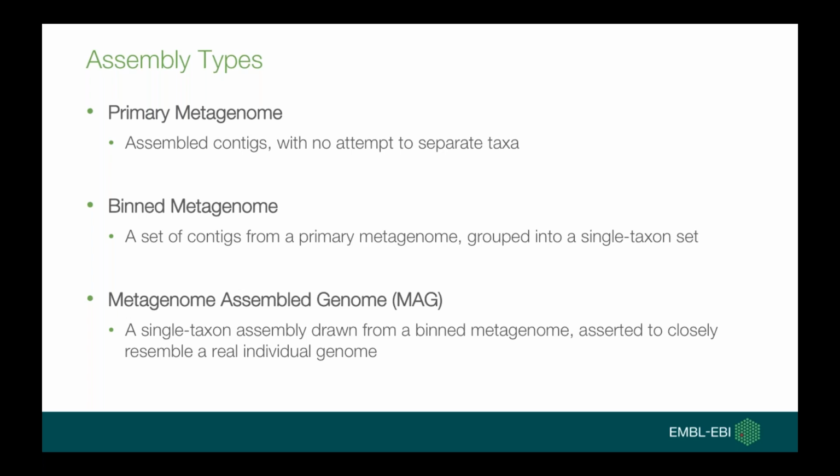And finally, the next level up from that is the metagenome assembled genome, which I'll be calling a MAG from now on. This is a completely assembled genome drawn from a binned metagenome, which you assert closely resembles a real individual genome. So this is perhaps one of the really great benefits of doing metagenomics, because it allows us to assemble and understand the genomes of species that can't be cultured through traditional means. So MAGs are a really great application of metagenomic sequencing.